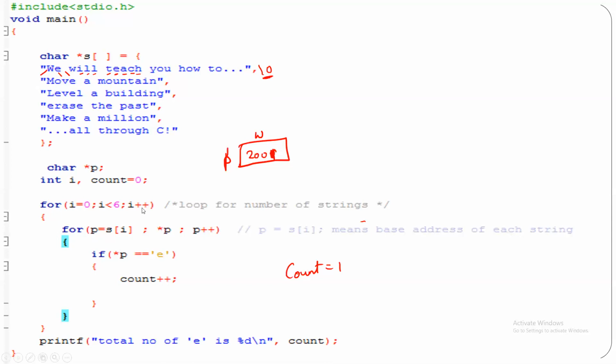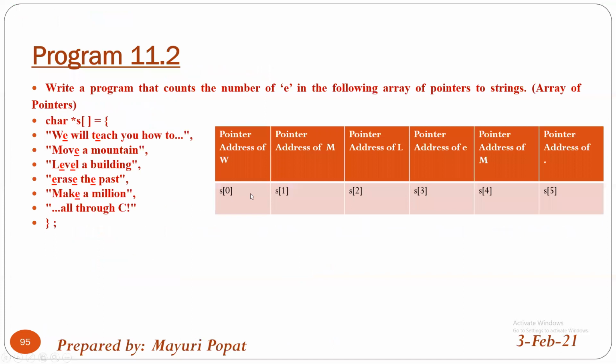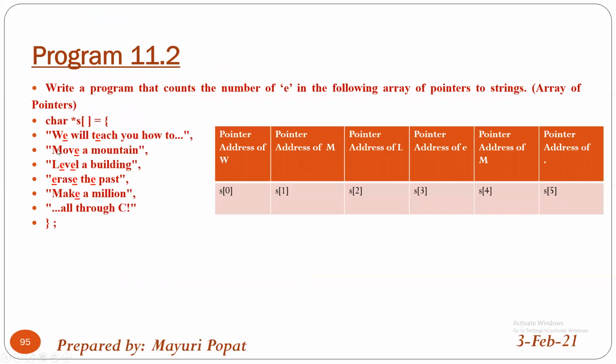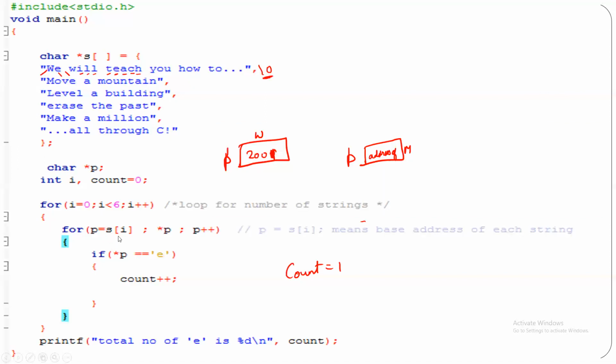And now it will do I plus plus. So I plus plus means the value of I will now be 1. So now P is equal to S of 1. Now what value is P storing in the next loop? P will now be storing the address of M. Here you can see P is equal to S of 0, P is equal to S of 1. The value in S of 1 was the address of M. So now it is pointing to this. So P is now pointing to M.